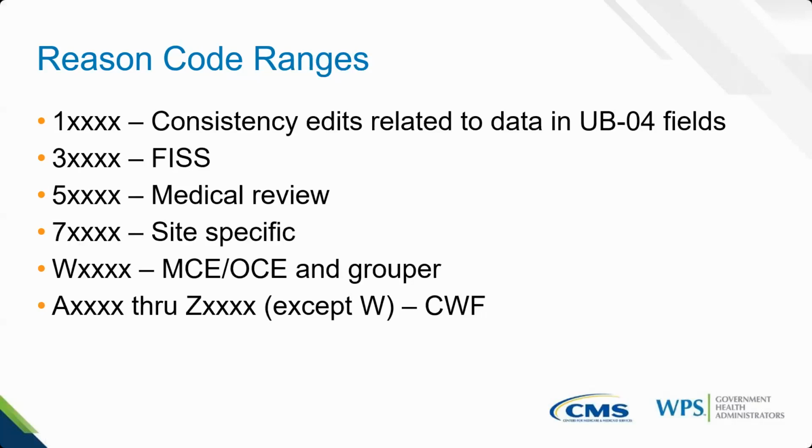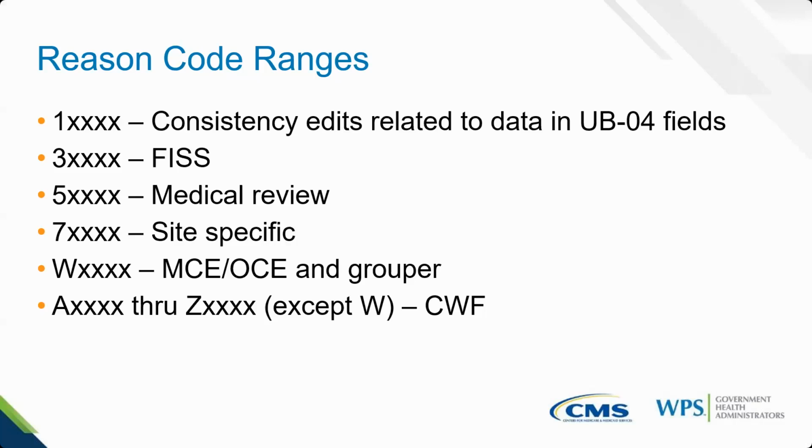For example, if a field on the claim is formatted for only numeric data, but a letter gets entered, this would cause the claim to edit with a reason code beginning with the number 1. Another example would be if the admission type was not valid for the type of bill, or if it was left off the claim.